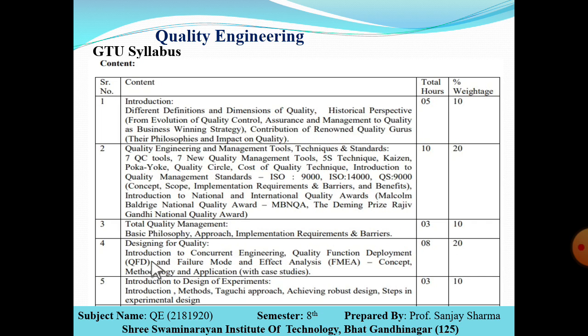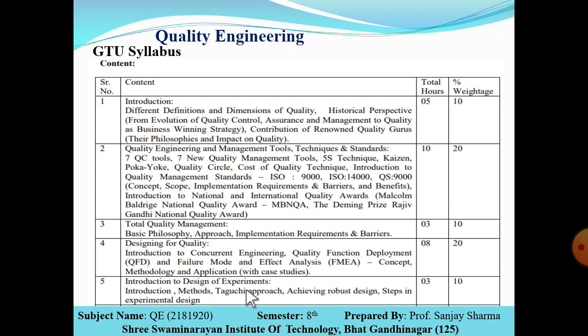Unit number 4 is design for quality. It has an introduction to concurrent engineering, quality function deployment, and failure mode and effect analysis, with concept, methodology and application with a case study. Sometimes systems fail, so it is important to understand how the system fails and what the reasons are for the failing or collapsing of the system. This is unit number 4, and it has a weightage of 20%.